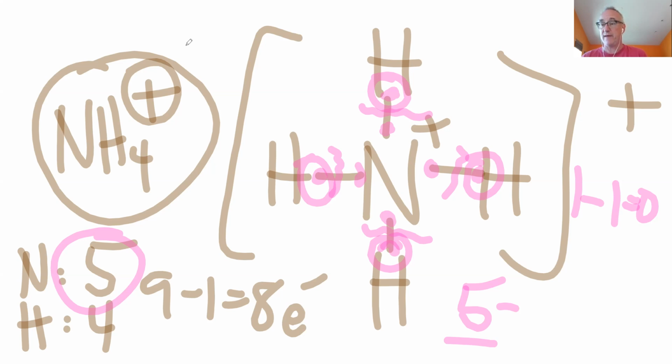So there's 8 total valence electrons in this model of ammonium ion. Now we've already said hydrogen's got 4 of them. Each of the 4 hydrogens has 1. So how many are left?